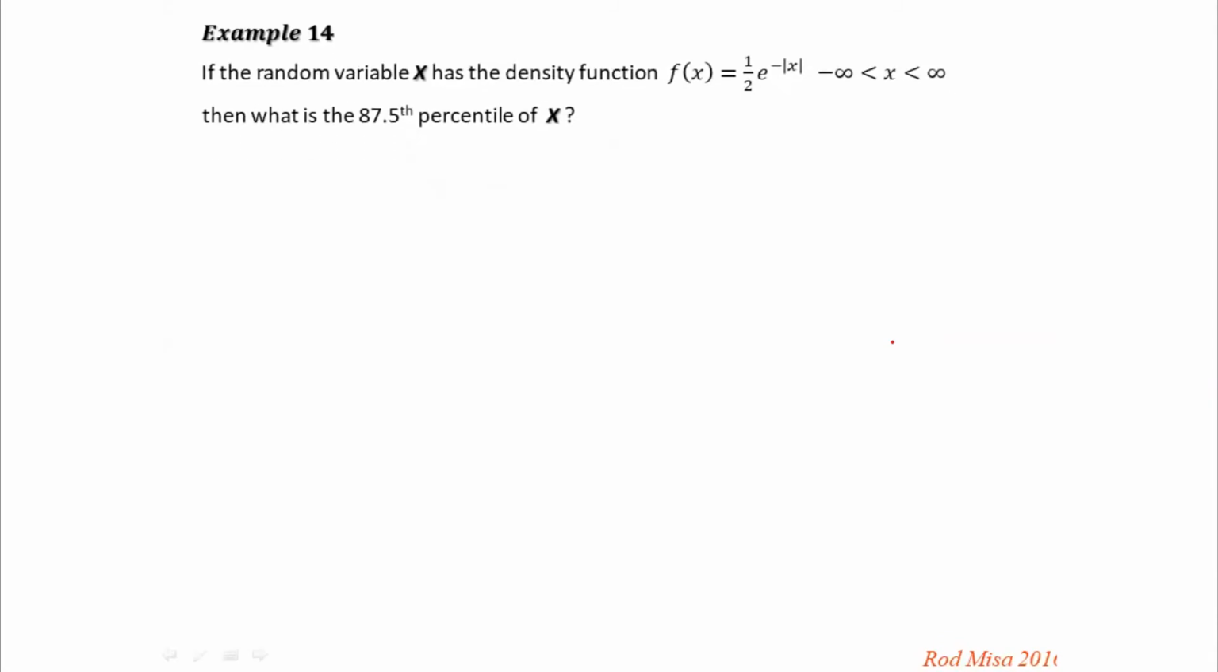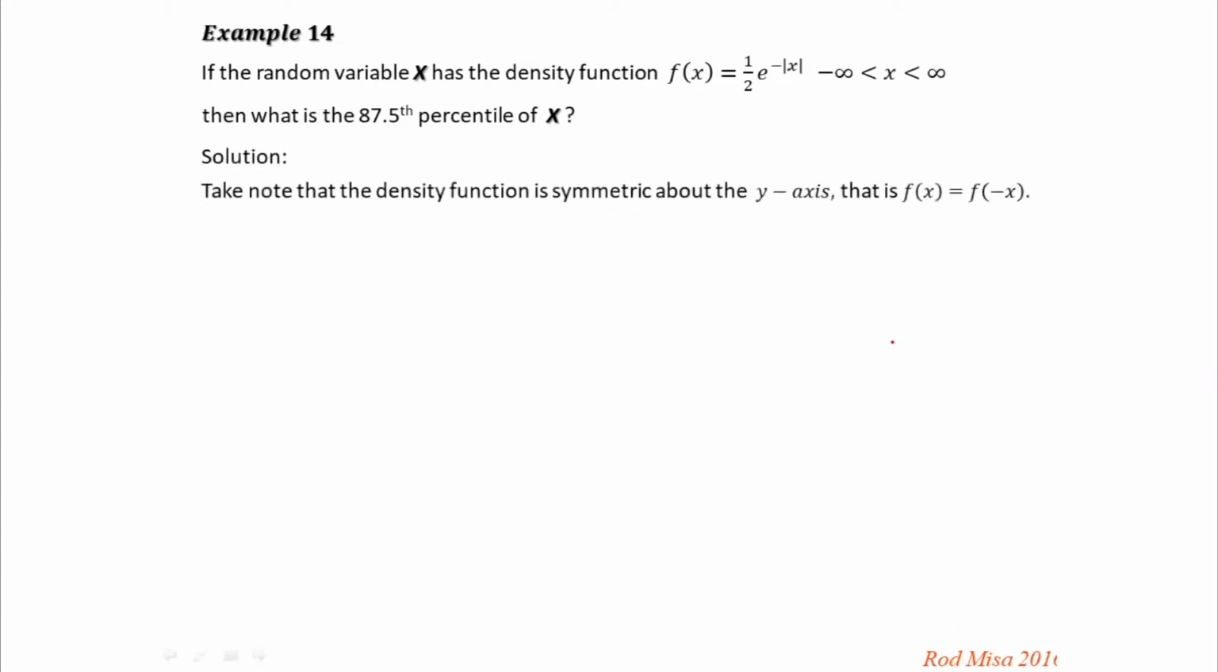If the random variable X has a density function f of x equal to 1/2 of e to the power negative absolute value of x, for x from negative infinity to positive infinity, then what is the 87.5th percentile of the random variable X? At this time, take note that the density function is symmetric about the y-axis, which means that f of x is the same as f of negative x. So this is symmetric about the y-axis.